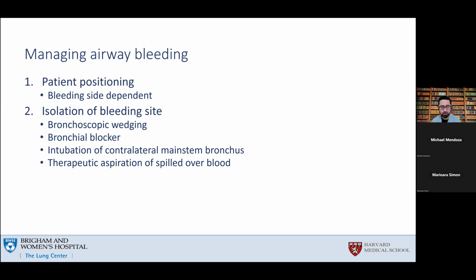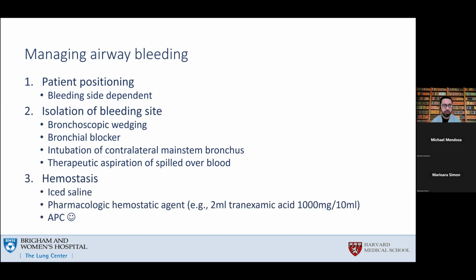And very importantly, during all this time, I always make sure to perform therapeutic aspiration of any spilled over contents, right? You want to make sure that all the bleeding is staying in one area and you're not letting it all go into the other side. So nobody ever expired because of hemodynamic instability or exsanguination in the airway. The biggest risk is asphyxiation, and that's what you want to prevent by making sure that nothing is going over to the other side.